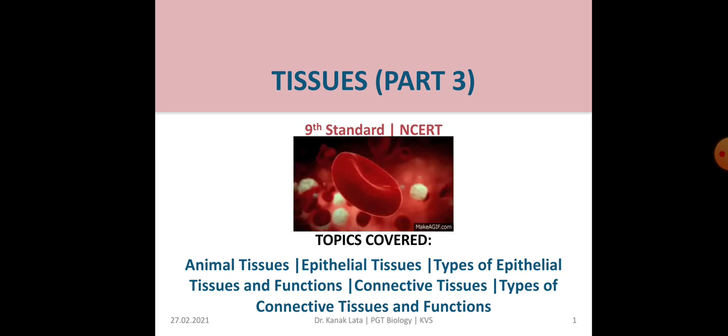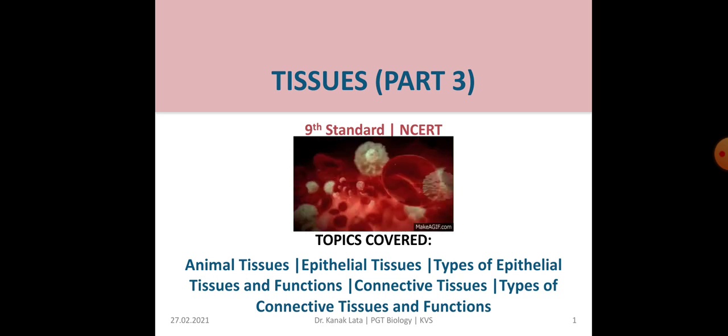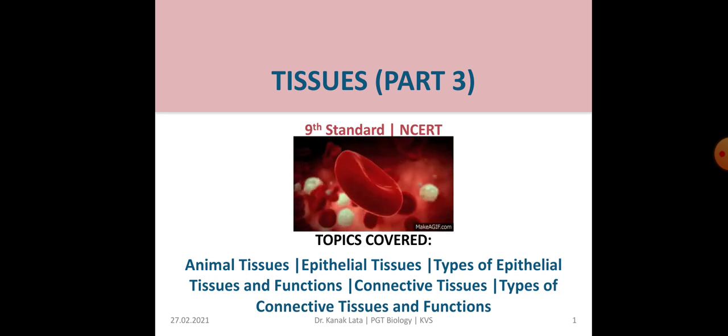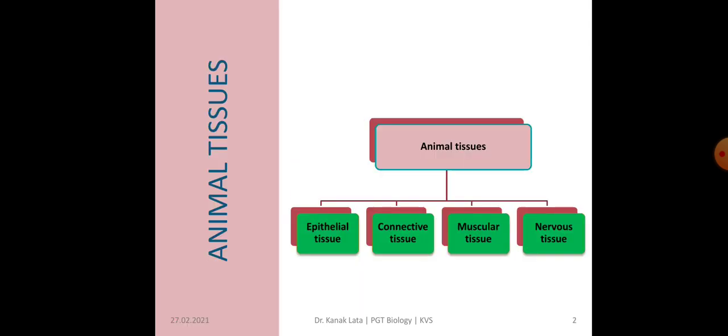In today's session, we will discuss animal tissues, epithelial tissues, types of epithelial tissues and their functions, connective tissues, types of connective tissues and their functions. First, the outline classification of animal tissues. Animal tissues are broadly classified into 4 different types. What are they? First is epithelial tissues, then connective tissues, then muscular tissues and nervous tissue.